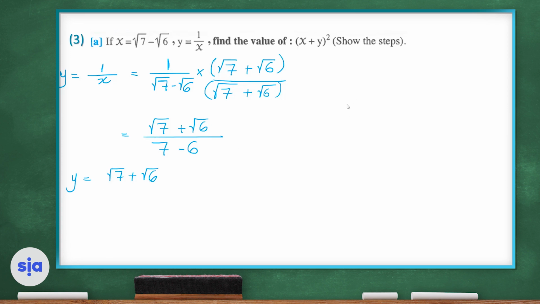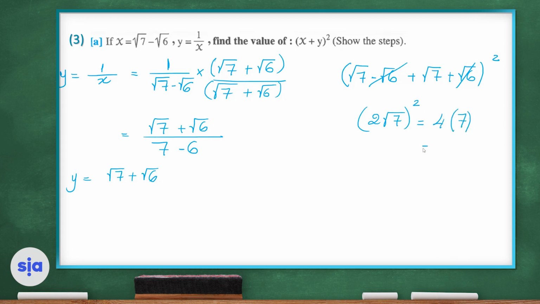The question wants us to find the value of x, which is root 7 minus root 6, plus y, that we got, it's root 7 plus root 6, all squared. Minus root 6 plus root 6 are crossed out together, so it's 2 square root of 7 all squared, which is 2 squared, that is 4, root 7 squared is 7, so x plus y all squared is equal to 28.